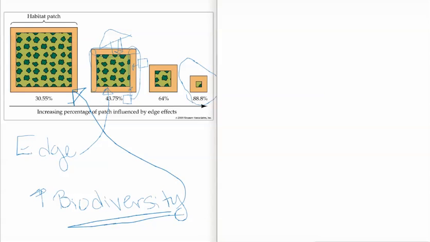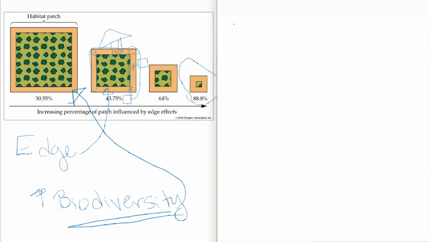So what's the point of having a nice housing development and a tiny little pond in the middle? That tiny little pond is not going to have as high diversity as a big lake with some homes around it, as in this larger habitat patch. So the edge effect is one factor that affects the biodiversity of an area.